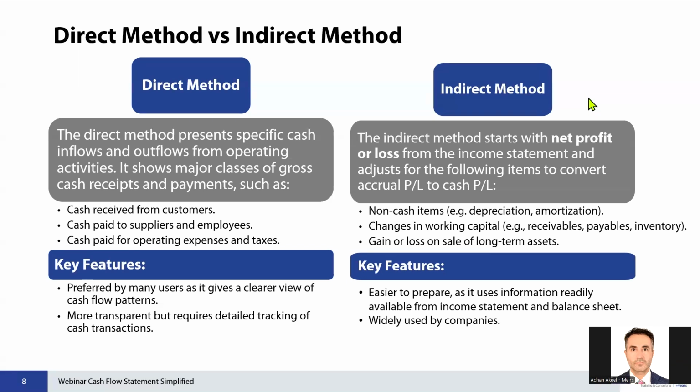Now, the direct method, first of all, is the approach or the method recommended by IFRS. However, the reality is different. In reality, companies prefer the indirect. And why is it recommended? Because basically it is more transparent, and it is laying out the cash flow in a very clear manner, easy to understand and analyze.